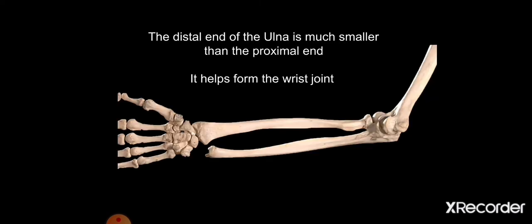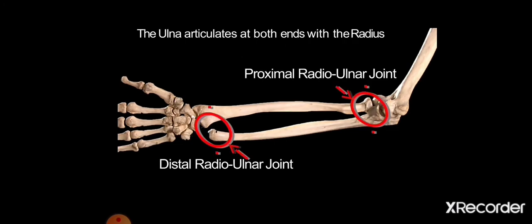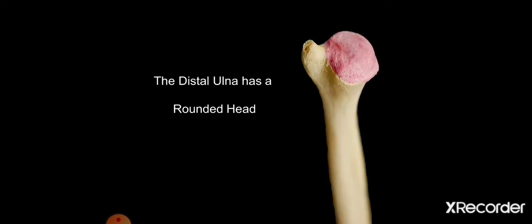The distal end of the ulna is much smaller than the proximal end and it helps to form the wrist joint, but does not actually participate in the formation of the wrist joint. So at the lower end of the ulna, it articulates with the lower end of the radius and forms the distal radioulnar joint. At the upper end, it also articulates with the radius and forms the proximal radioulnar joint.